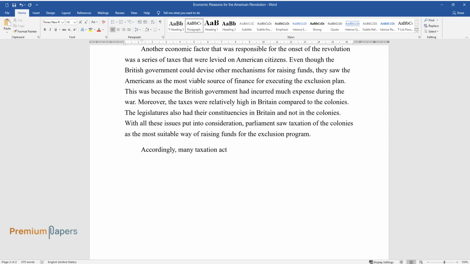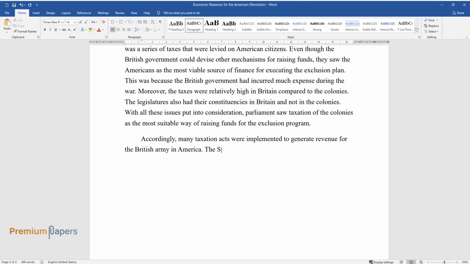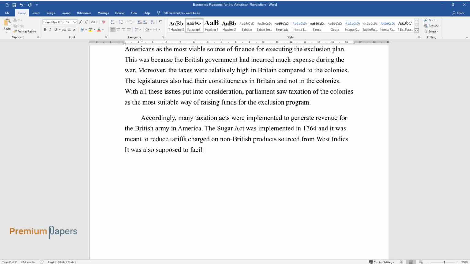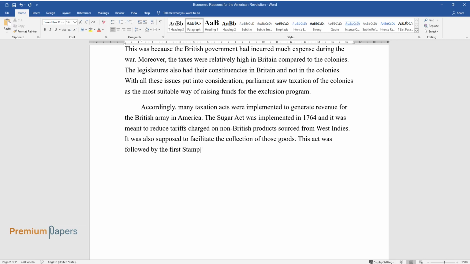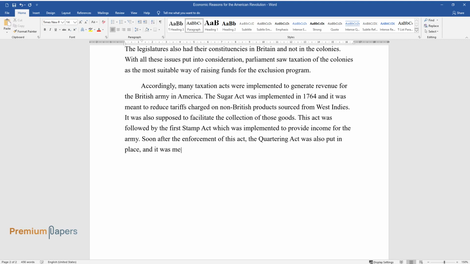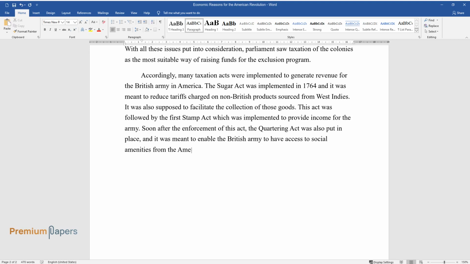Accordingly, many taxation acts were implemented to generate revenue for the British Army in America. The Sugar Act was implemented in 1764, and it was meant to reduce tariffs charged on non-British products sourced from the West Indies. It was also supposed to facilitate the collection of those goods. This act was followed by the First Stamp Act, which was implemented to provide income for the Army. Soon after the enforcement of this act, the Quartering Act was also put in place, and it was meant to enable the British Army to have access to social amenities from the Americans.